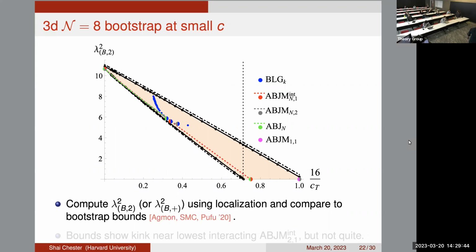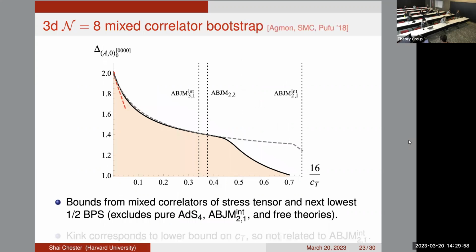But the main purpose of this plot was just to convince you that even at finite n, i.e. finite c, it seems that known theories are not saturating the bound, analogous to what we found in 3D. And thus suggesting that perhaps this pure supergravity theory is the thing which is saturating the bound, even at finite n. And that's basically what this plot's also telling you.